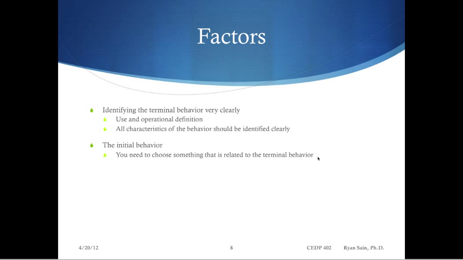Right off the bat, with the initial behavior, you need to choose something that's related to the terminal behavior somehow. With Pixel, we didn't teach her to sit pretty by having her jump in a lake. So it would be really hard to shape up jumping in a lake to sitting pretty. They're just not related to each other, right? But some type of sitting or standing, those are related to each other, so we can link those very easily. So that's kind of the idea, is find a simple connection.